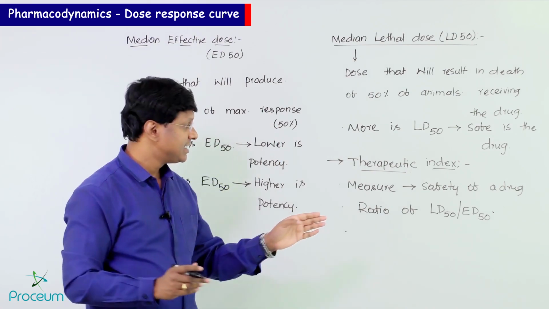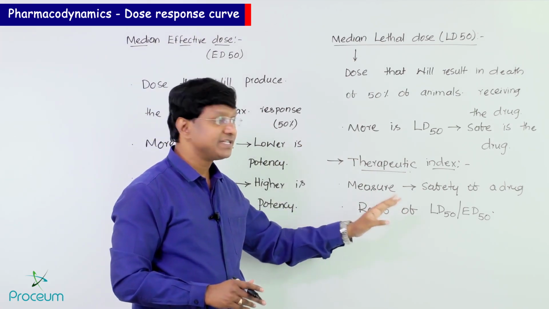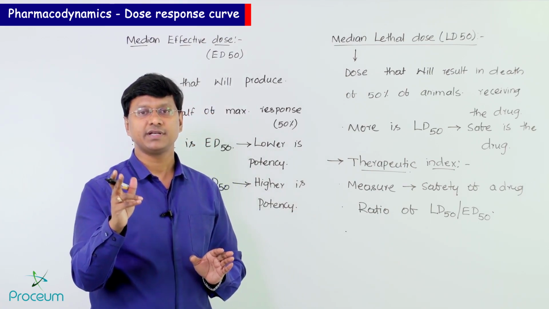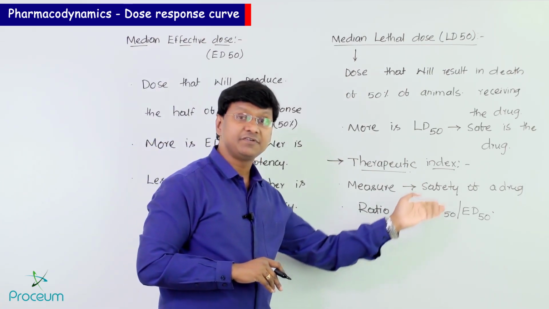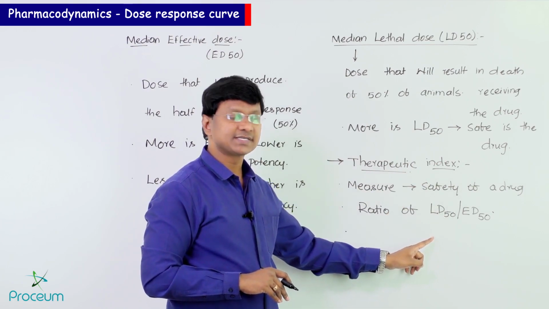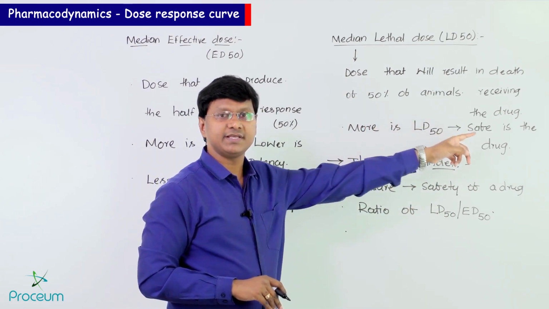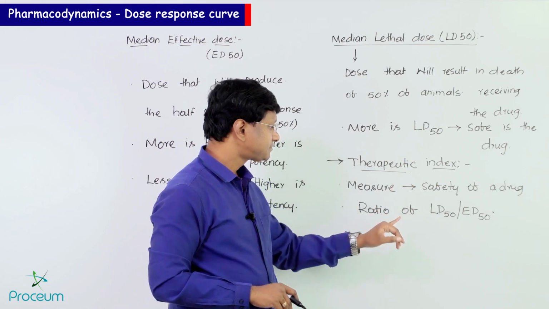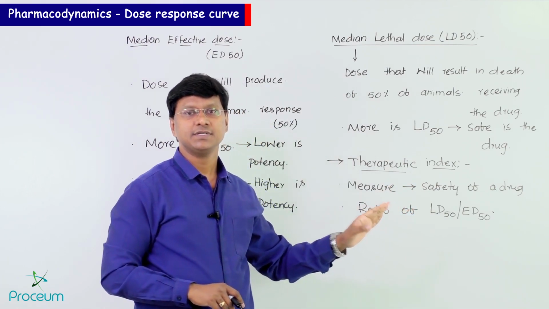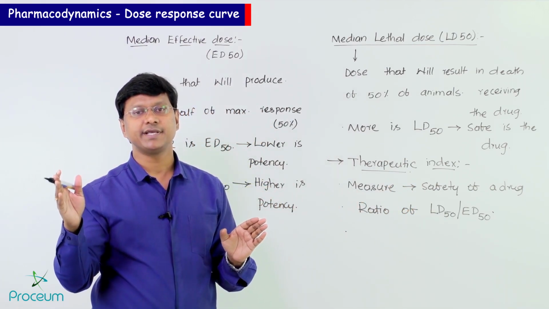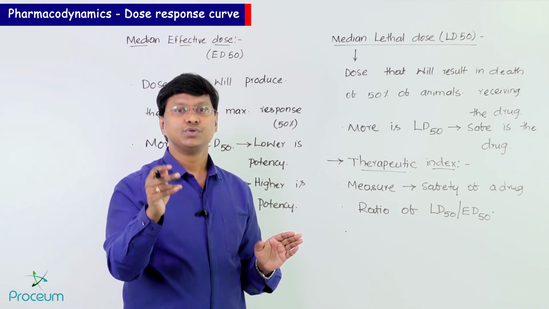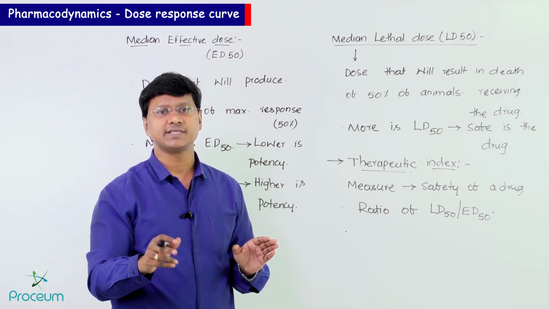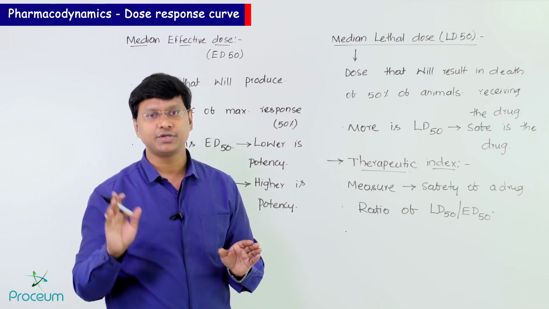The drugs having higher therapeutic index, that means when do you expect that the therapeutic index is high? When LD50 is high. Now what did we discuss? The more the LD50, the safer the drug. So if the ratio is high, drugs having high therapeutic index are safer, whereas those having lower therapeutic index are more likely to be toxic.